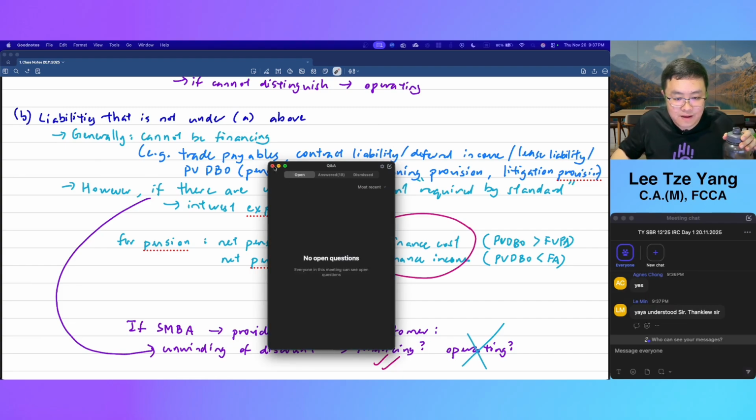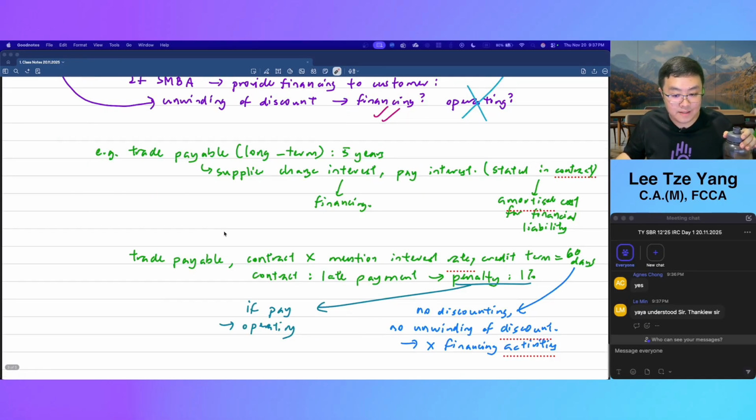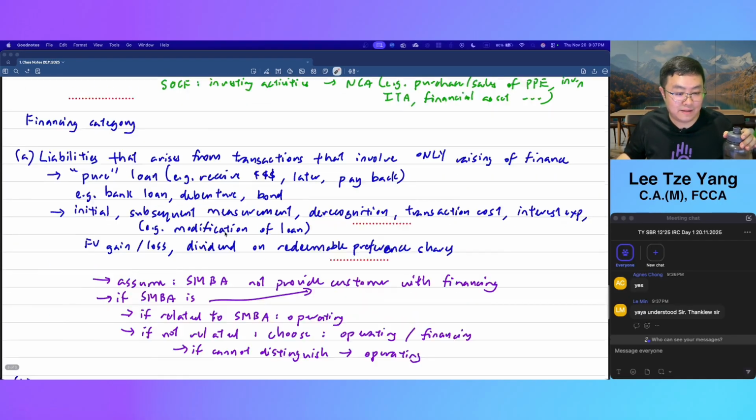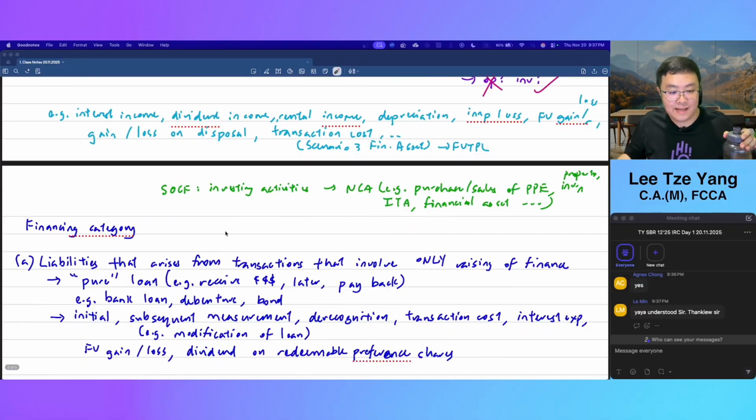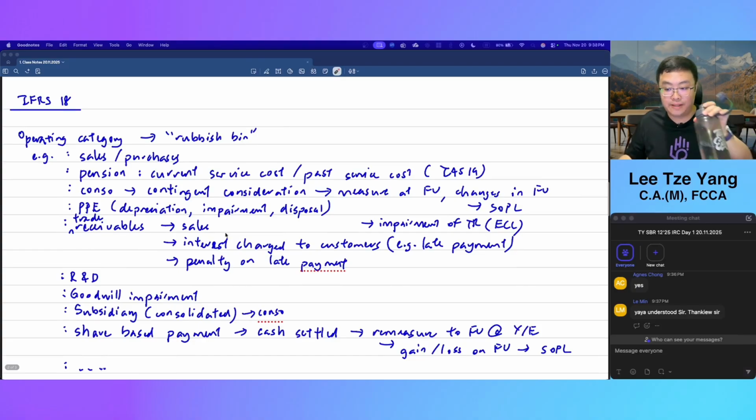Okay. Now, everyone, that's the important thing I want to tell you for these three categories. So now you have a very clear understanding already of what is under financing, what is under investing, and what is under operating. But I want to tell you a bit more. There are still a few more scenarios that I want to tell you because they may come out in the exam and I want you to be prepared.